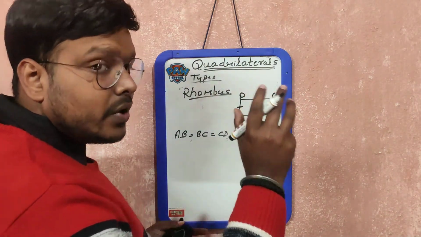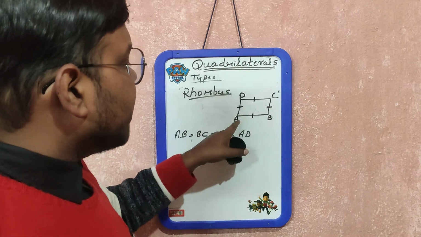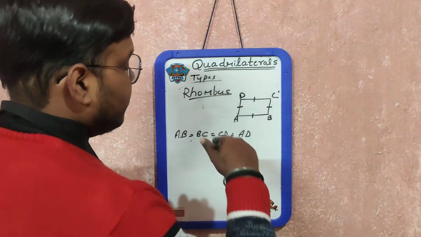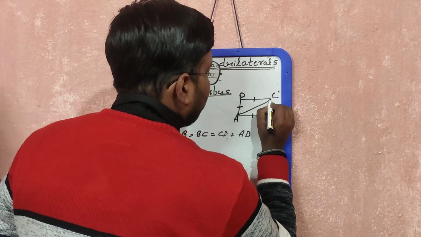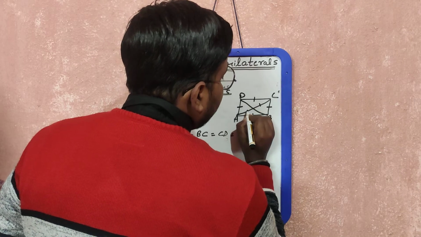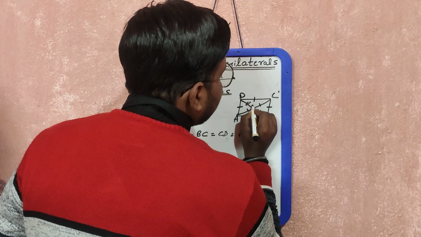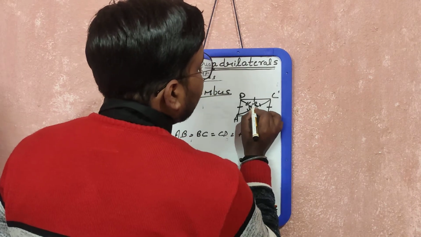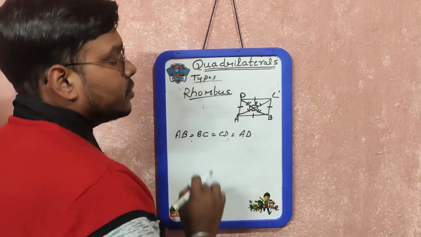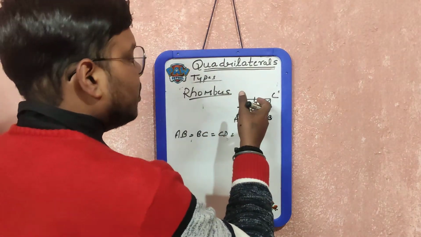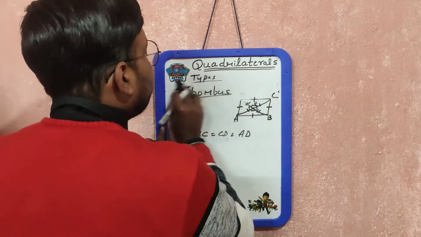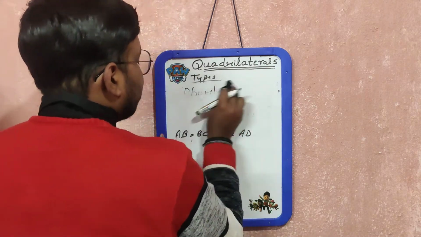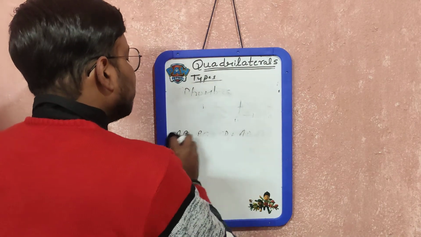But what is the difference between square and rhombus? In a square each angle is 90 degree, but in a rhombus none of its angles is equal to 90 degree. But similar to a square, the diagonals of a rhombus also bisect each other at 90 degree. That means OA is equal to OC, OD is equal to OB, and all the angles formed by the intersection point, or the bisect point of its diagonals, are 90 degree.